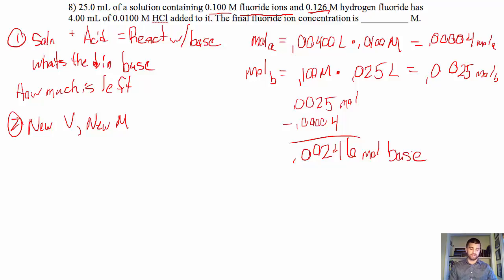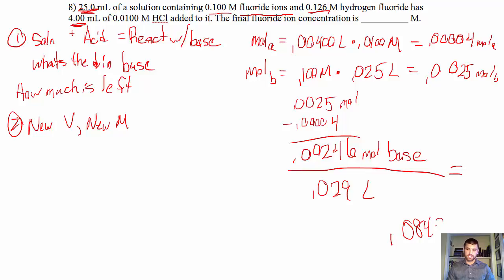Well, that's pretty much it, right? So now we got how many moles of our base. We got to divide that by the liters that we now have. Now we have 29 milliliters total because we had 25 milliliters and we added 4 milliliters to it. So we got to divide by 0.029 liters to give us the molarity of our base, which is 0.0848 molar.